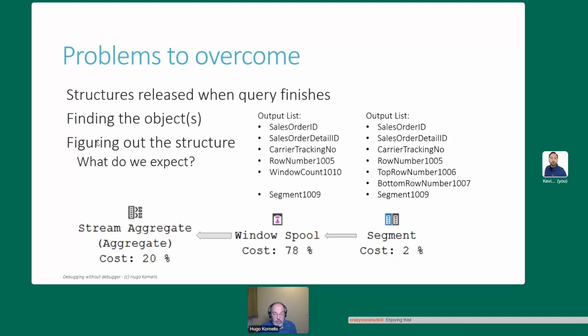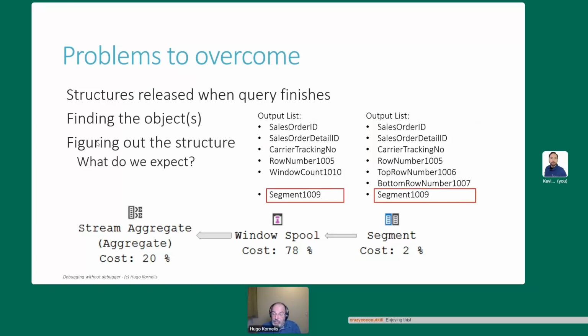I also looked at what Window Spool returned to stream aggregate, and you see that there is a large overlap. So the columns sales order ID, sales order detail ID, carrier tracking number, and row number 1005 are both in the input and in the output. It makes sense to assume that they most likely will be in the work table.